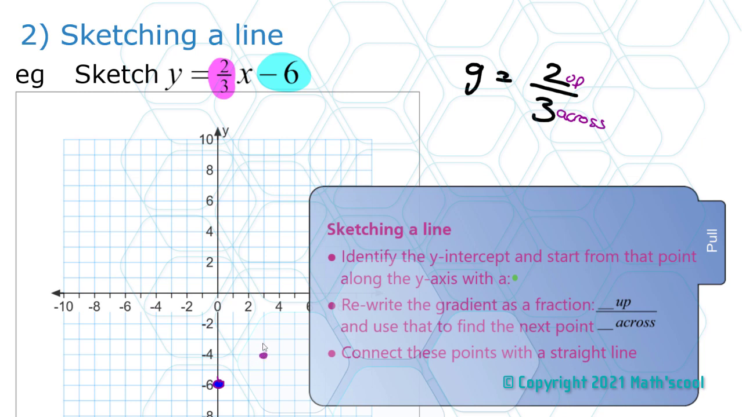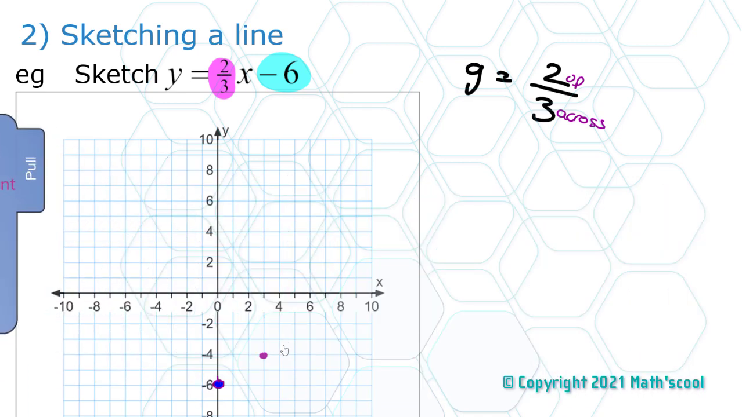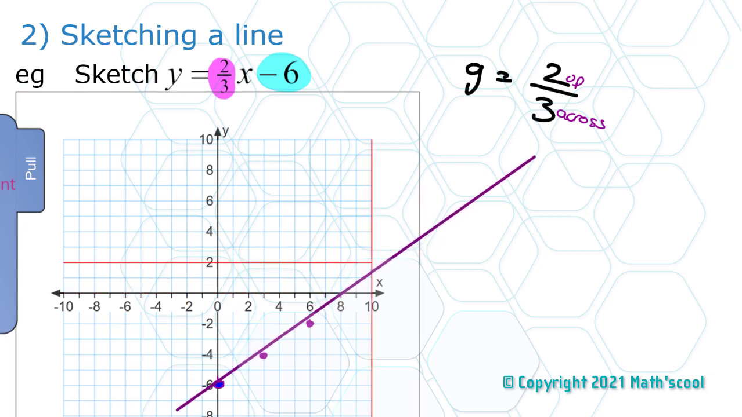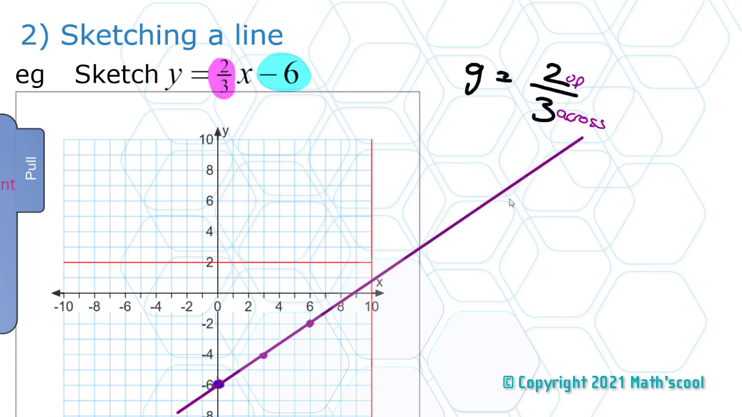You can do it again. Go 2 up and then 3 across and then put a blob. I've run out of space, so I'll just go back to there. 2 up and then 3 across and then put a blob. And then just connect those blobs with a straight line. Okay, slightly missed. Okay, hit. And so there's my sketch of that line. So I use the gradient and the y-intercept to sketch that line.